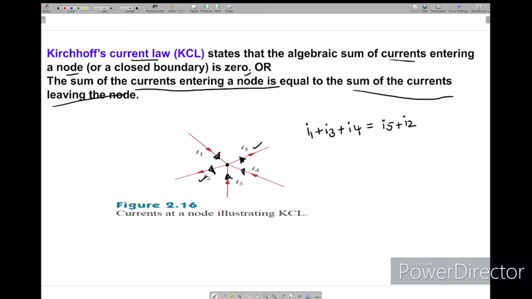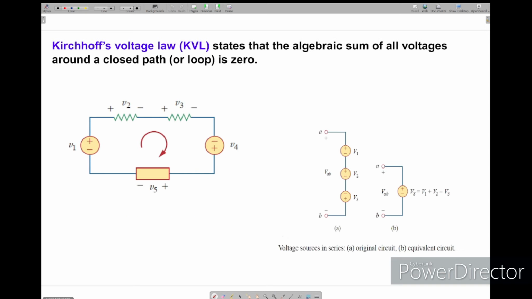This is about KCL. This is nothing but just at one node what are the entering and leaving currents. And the second law is Kirchhoff's voltage law, that we will call KVL. It states that the algebraic sum of all voltages around a closed path is 0. It tells the voltages around a closed path, what is the value.